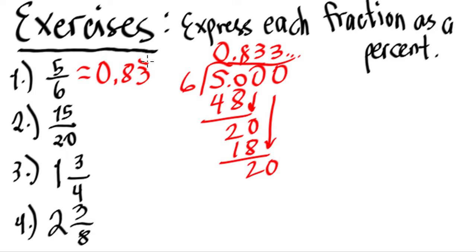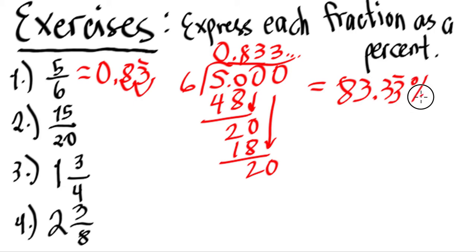Then, converting this to percent, we need to move the decimal point twice to the right. So we have 83.33 with a bar over the 3, telling us that it is continuing. So 83.33333 is the percent.